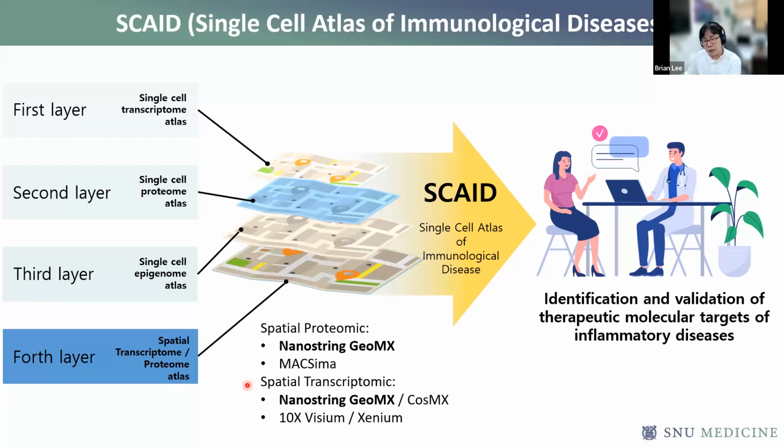In particular, we plan to use the nanoString GeoMx platform for spatial proteomics, and then also the nanoString GeoMx platform for the spatial transcriptomics. And so being able to utilize both modalities is very essential in helping build this immunological disease atlas, and then to hopefully identify and validate potential therapeutic molecular targets of these inflammatory diseases.